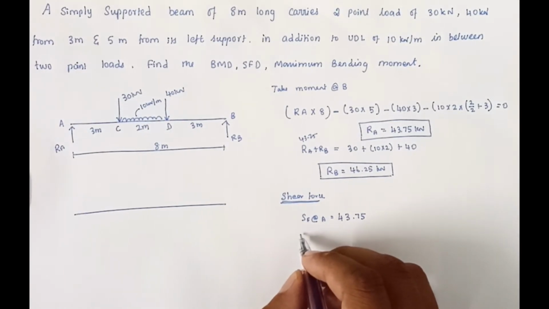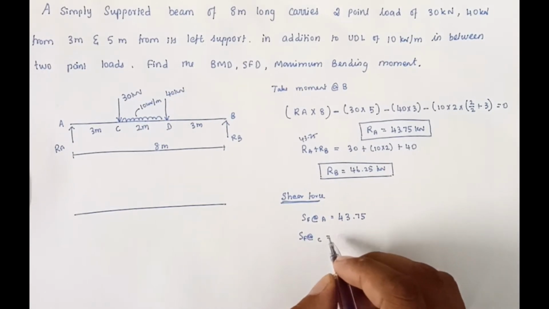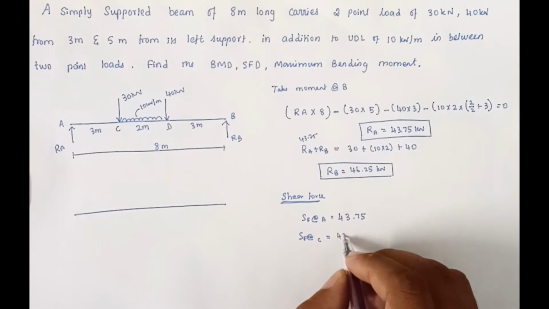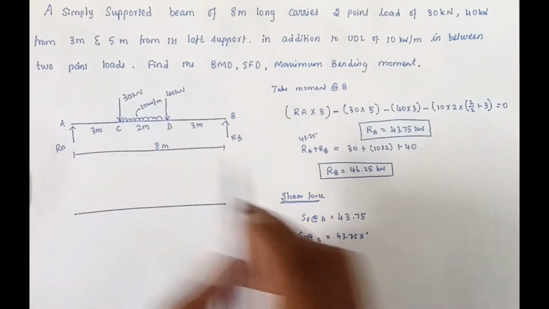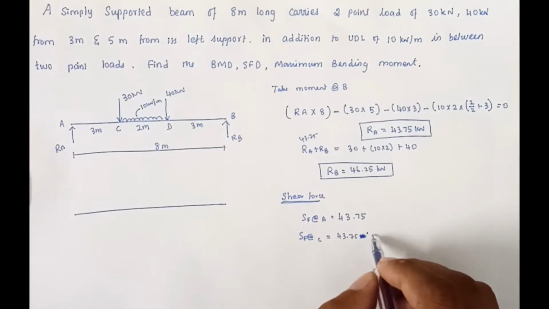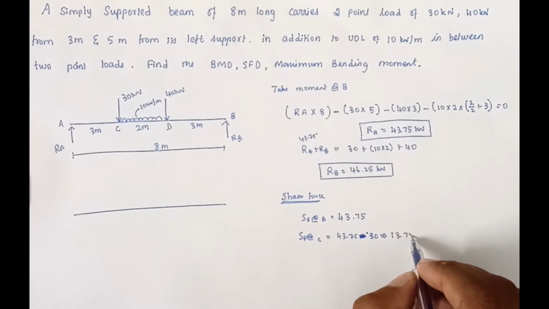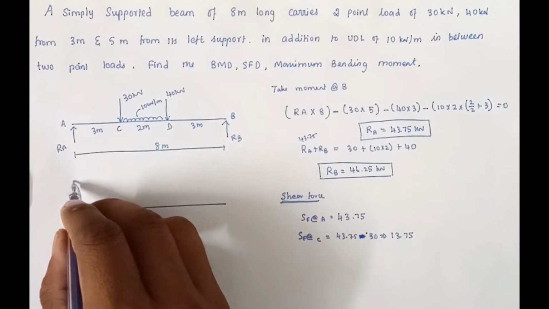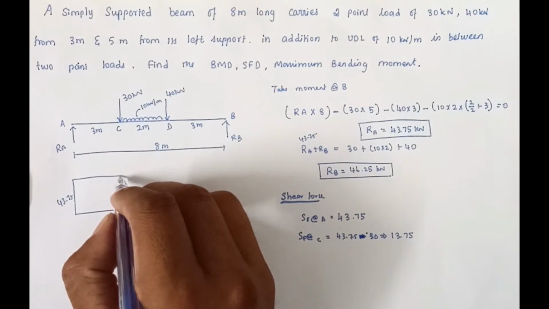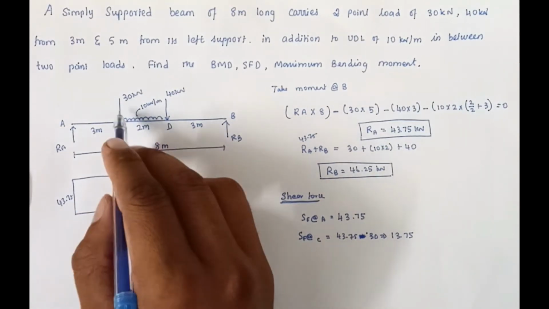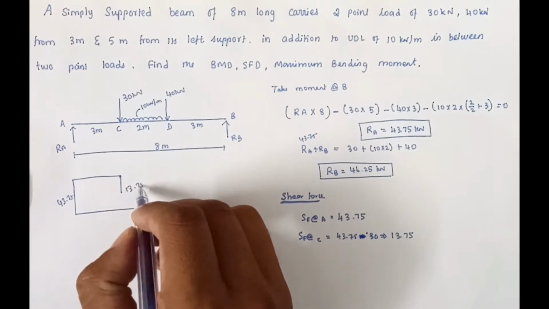Again, SF at C. So SF at C, we have 43.75, and there is a point load of 30, which is anti-clockwise, so minus 30 equal to 13.75. So it is 43.75 up to the point load, and after that minus 30 we get 13.75.